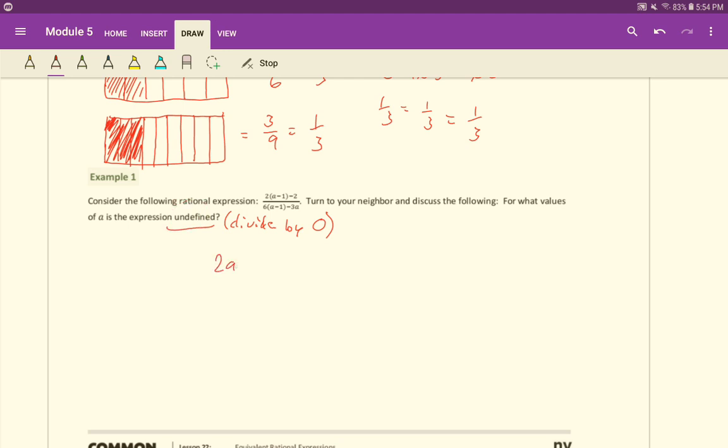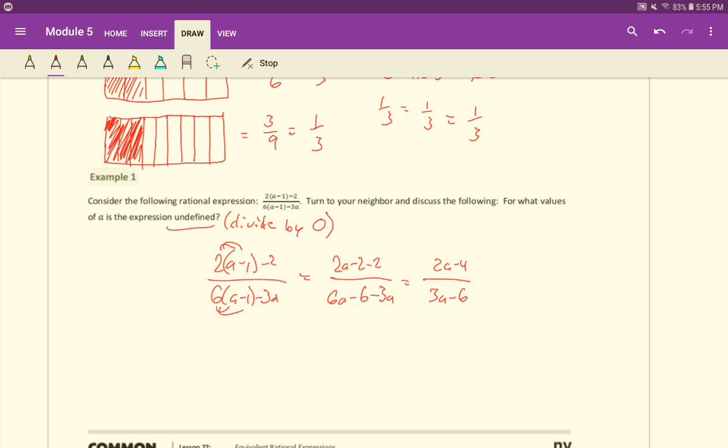So let's take a look at our rational expression here. Right away we can see we can do some simplification, so let's go ahead and simplify things. I'll distribute the 2, make it 2a minus 2 minus 2, and then 6a minus 6 minus 3a. And combine like terms. So we'll get 2a minus 4 in the numerator, and 6a minus 3a is 3a minus 6 in the denominator, like that.